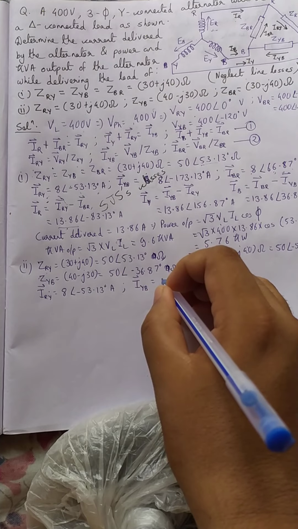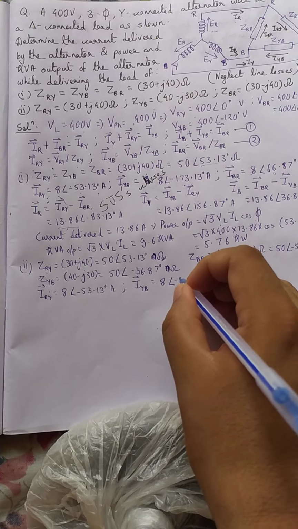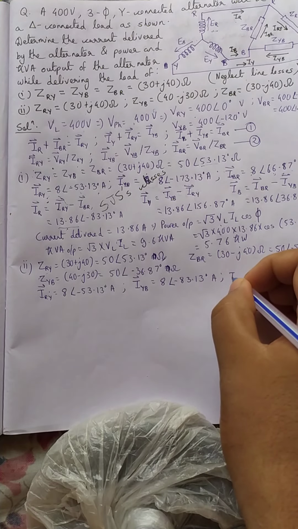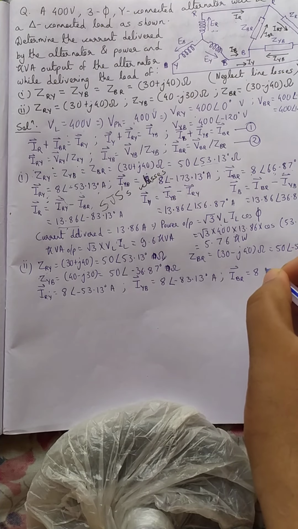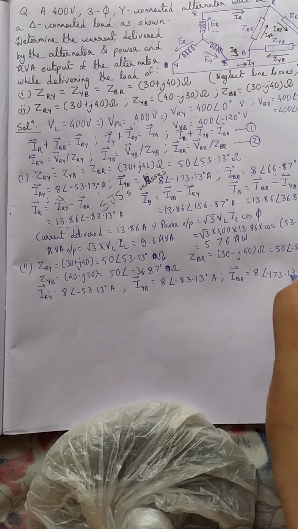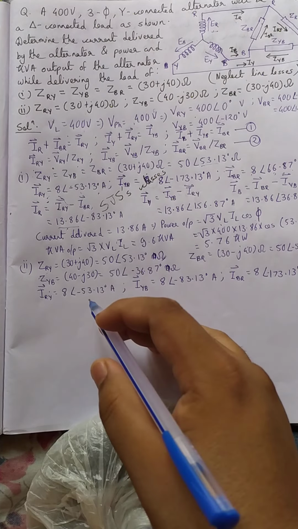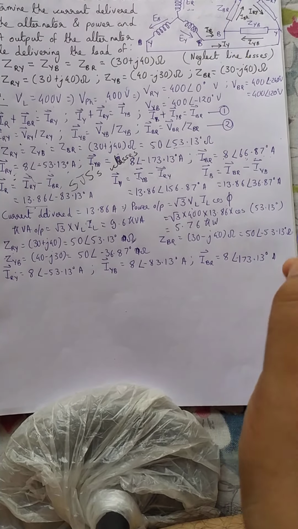IYB will be 8 angle minus 83.13 degree ampere, and IBR will be equal to 8 angle 173.13 degree ampere. So you could see the magnitude of the currents are same, but the phase angles are different. So why is it? Because it's an unbalanced load.